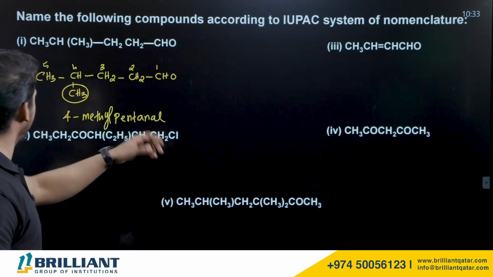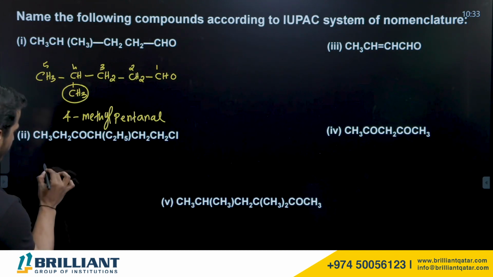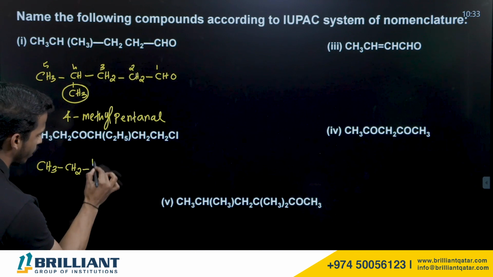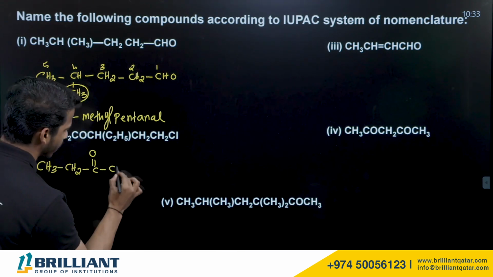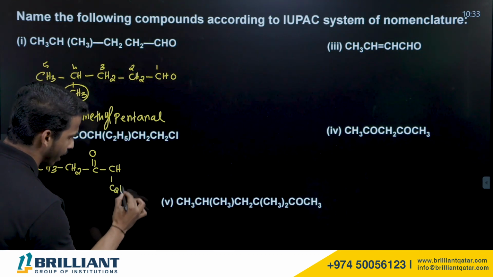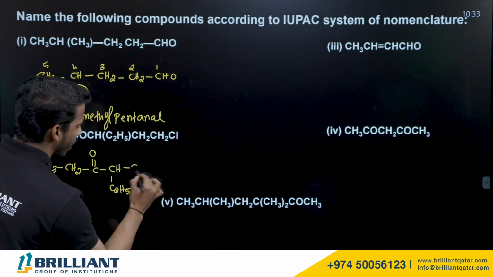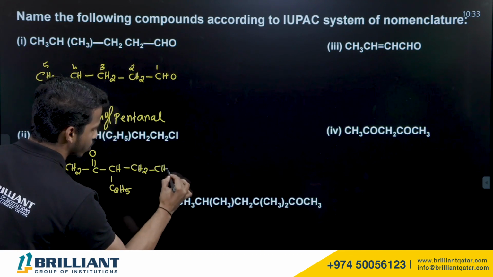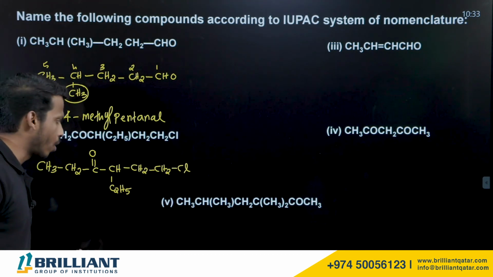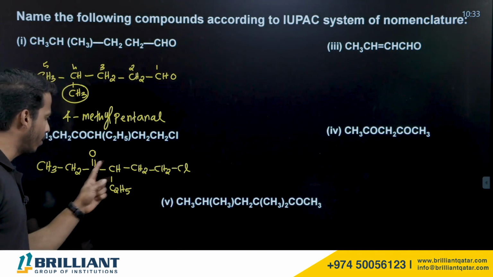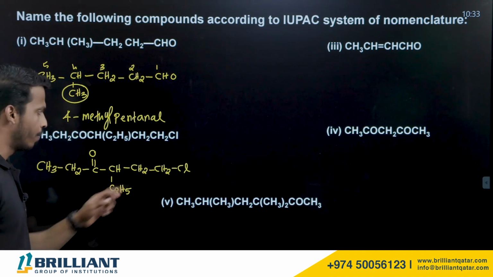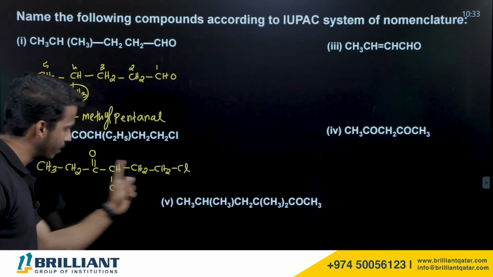All right. Question number 2. Let me just expand the compound. CH3, CH2, CO. CO means keto group. Then CO, then CH. On the CH there is a C2H5. What is C2H5? An ethyl group, an ethyl branch. Then again CH2, CH2, Cl. You can take the longest chain here, 1, 2, 3, 4, 5, 6, or 1, 2, 3, 4, 5, 6 the other way, but chlorine is there, so it is better to select this one.